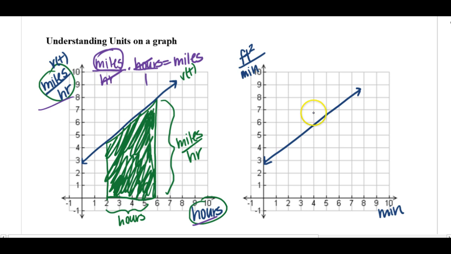So let's try one more. Let's say this function here represents painting again. Let's call it P of T, because the units on the vertical axis are feet squared per minute. So up and down, these units are feet squared per minute. And then on the horizontal axis, this is minutes.